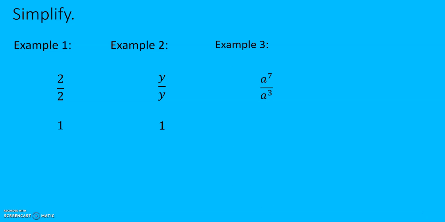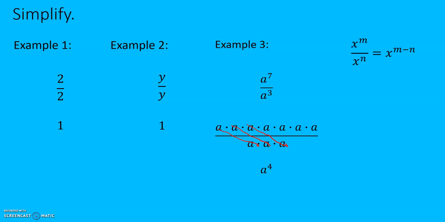Example 3, a to the 7th divided by a to the 3rd. We can write it out: a times itself 7 times, and in the denominator, a times itself 3 times. And what's a divided by a? 1. A divided by a, 1. A divided by a, 1. A to the 7th divided by a to the 3rd is a to the 4th.